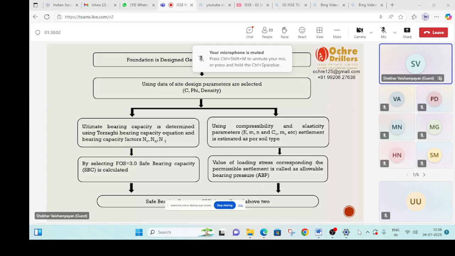The word is safe bearing capacity, I'm repeating. On the other hand, using the E value and the other compressibility parameters, E, mu, and nu, M and N is equally mu and nu. The parameters are from theory of elasticity or lab tested parameters. You can estimate the settlement for a given foundation type.